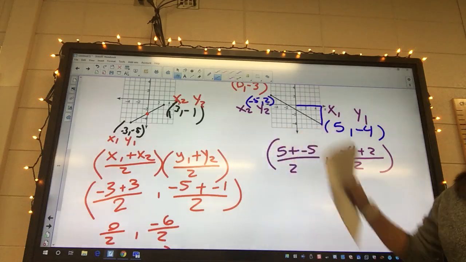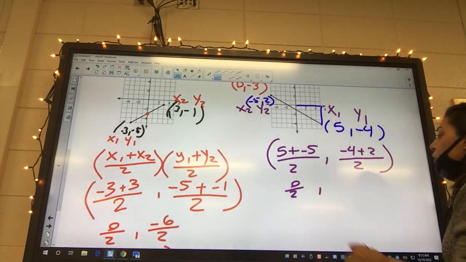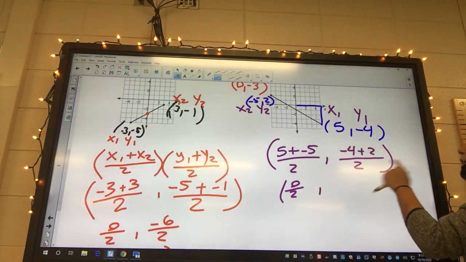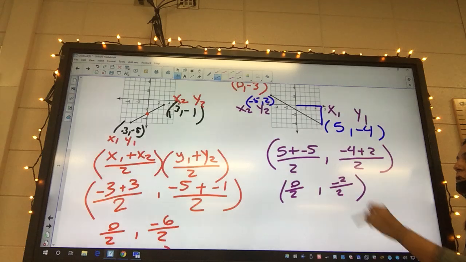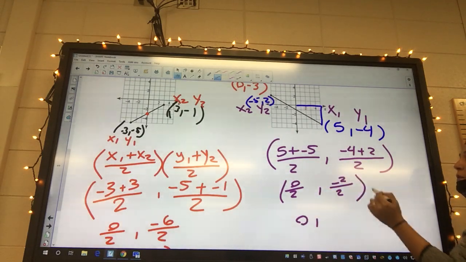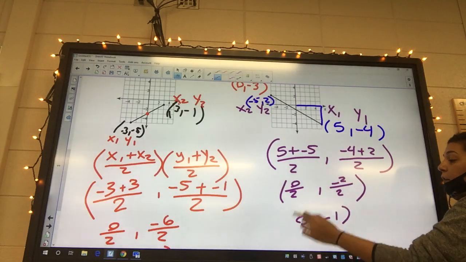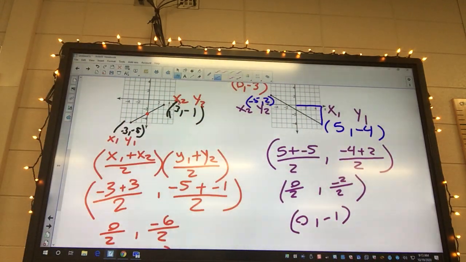So -5 plus 5 is going to be 0, over 2. -4 plus 2 is going to be -2, over 2. So 0 divided by 2 is 0. -2 divided by 2 is going to be -1. So it's basically 0, and what kind of one is it? -1. Yes, perfect.